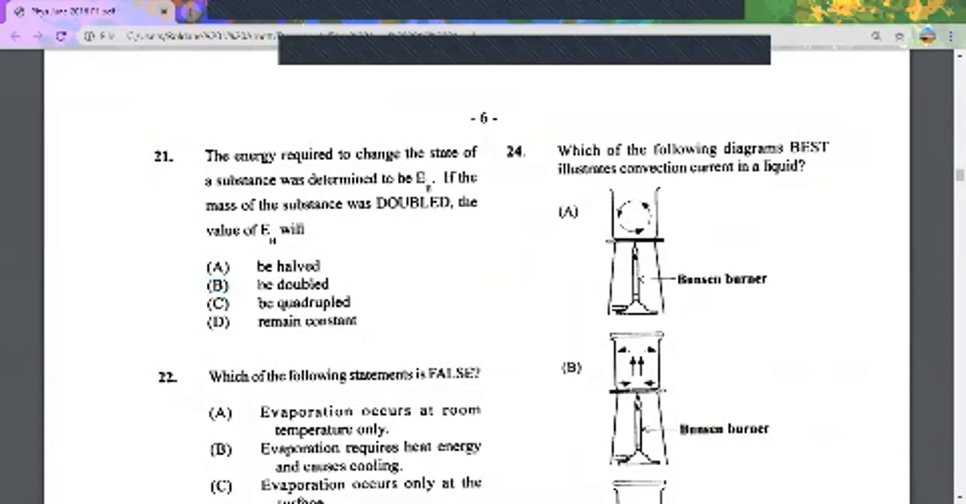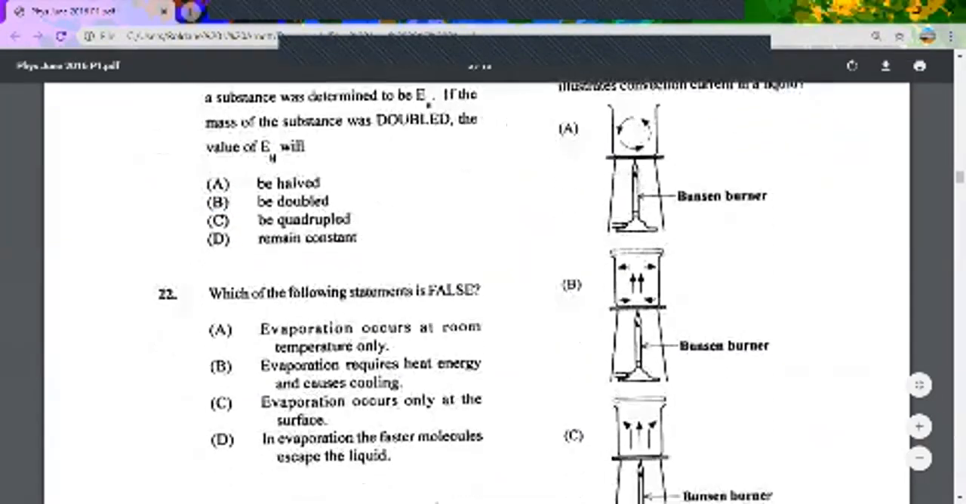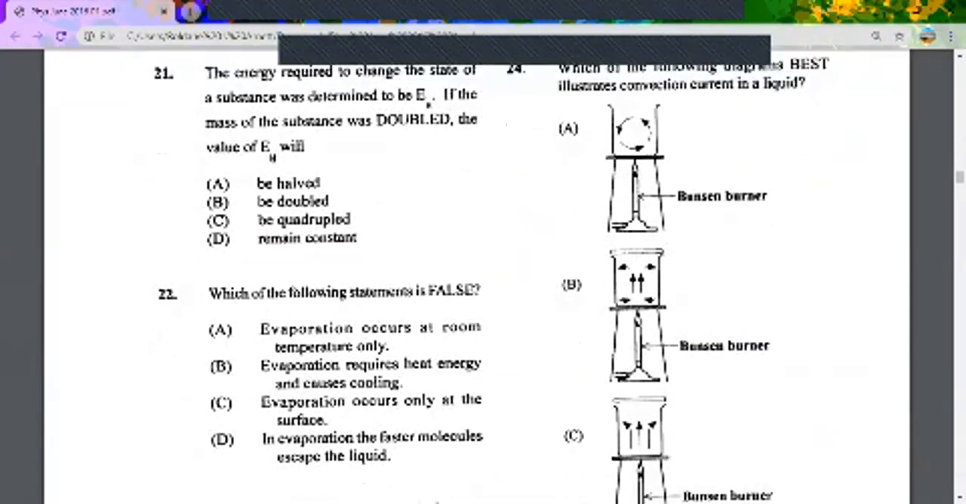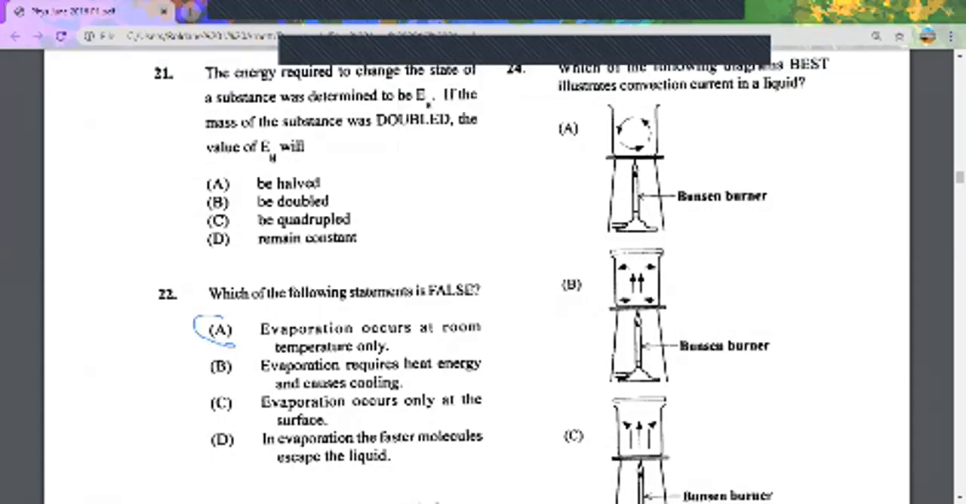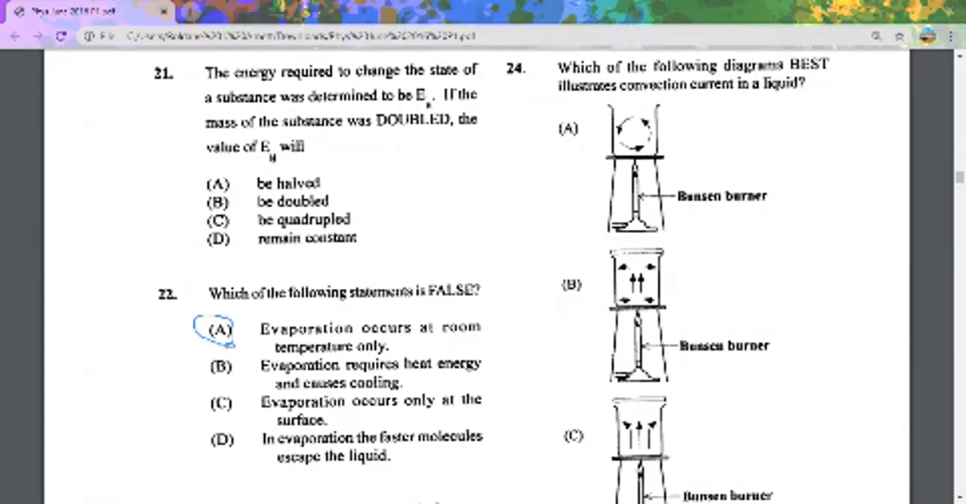Moving on to 22 now. Which of the following statements is false? A. Evaporation occurs at room temperature only. No, my friend. That's like one of the first things you are taught. That blows our mind. Evaporation happens at almost any temperature.